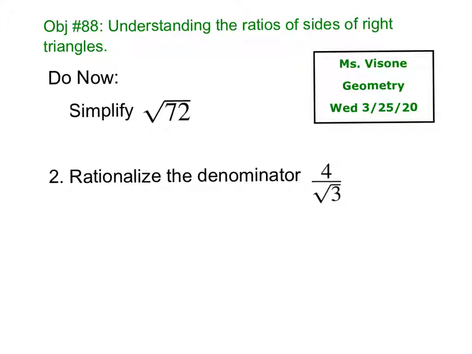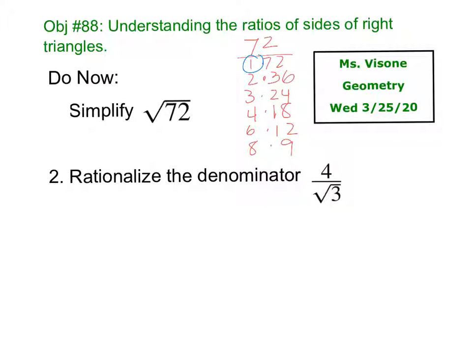Remember I told you for simplifying, I'm going to do it right there. Write down every pair of numbers that multiply to 72. 1 times 72, 2 times 36, 3 times 24, 4 times 18, 5 doesn't go into 72, 6 times 12, 7 doesn't work, and 8 times 9. Then we're going to go through and circle every perfect square we see.